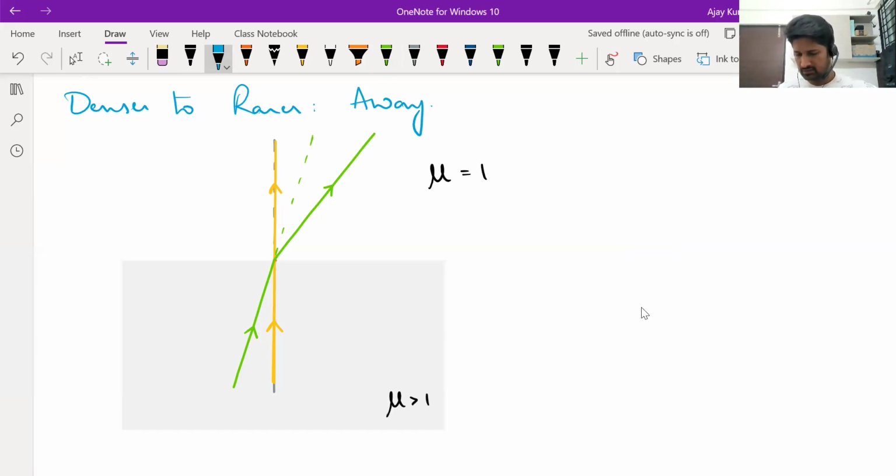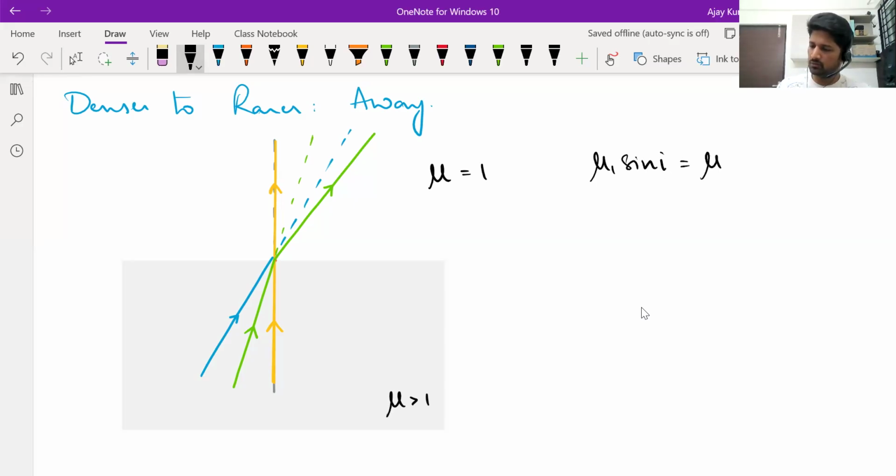Now consider a third ray incident somewhat like this. Its original direction of propagation is this. Now this one also has to bend away from the normal. Compared to the green ray, the blue ray has a greater angle of incidence. Now mu1 sin I is equal to mu2 sin R. I is the angle of incidence, R is the angle of refraction. Neither of them can be more than 90 degrees. It simply doesn't make sense.